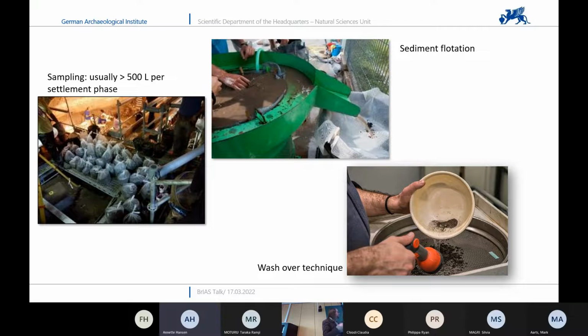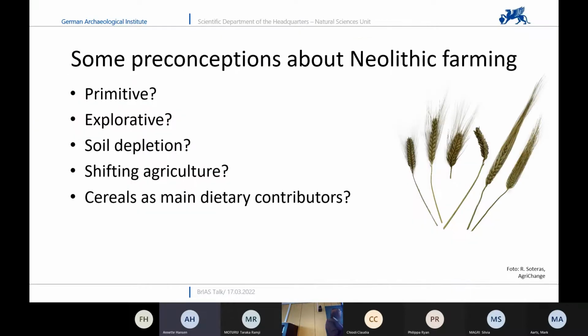So it's a very long process, and there's usually more than one person involved because it's quite a workload. And you may also use other sieving techniques that are a bit more accurate, but also take more time. So that's basically what we do. We need to go to the sites, pick the features that we want to sample, process the sediment, sort, and then recover the plant remains and hope that there will be some identifiable plant remains.